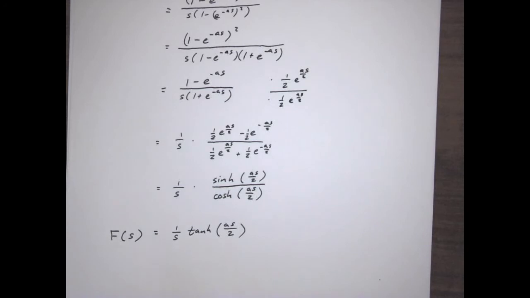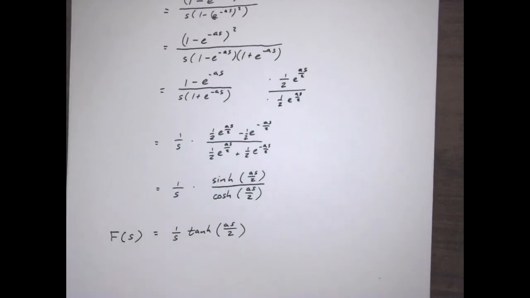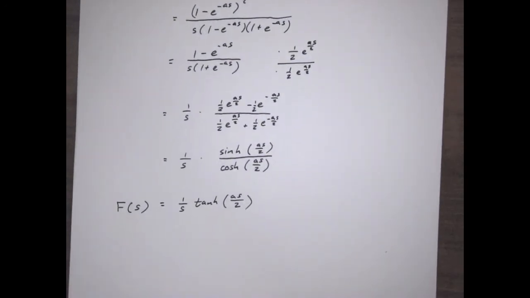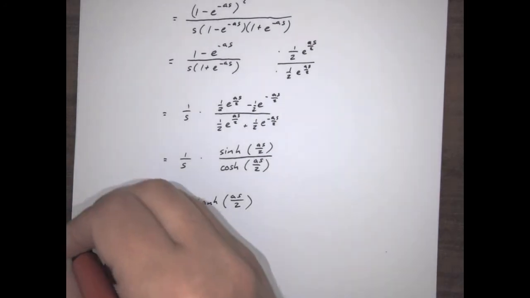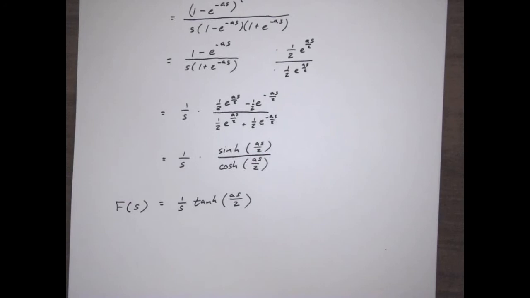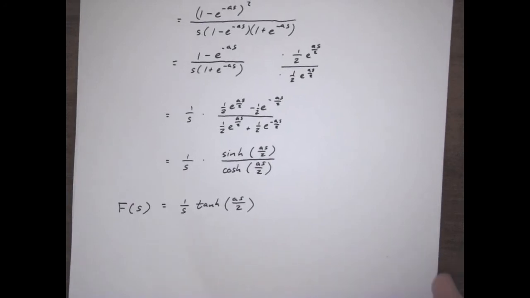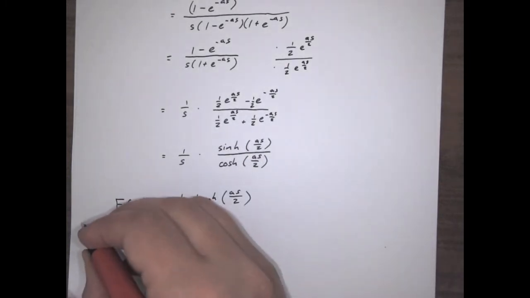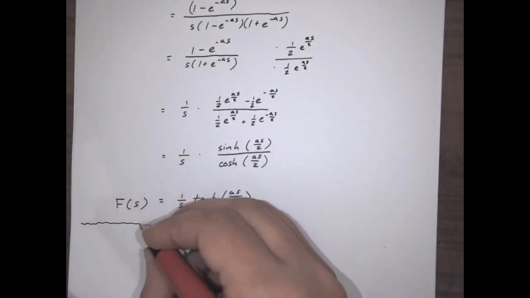So it's 1 over s times the tanh of as over 2. We'll see how to use this later. We're going to make use of this in a study both of the mass dashpot and spring situation, and then also we're going to look at it in the context of circuits, but that will be for a later section.